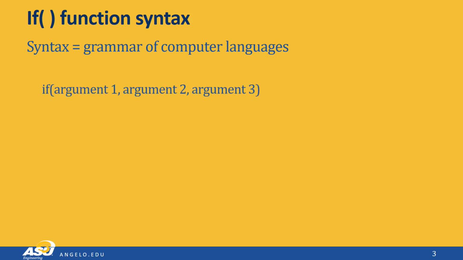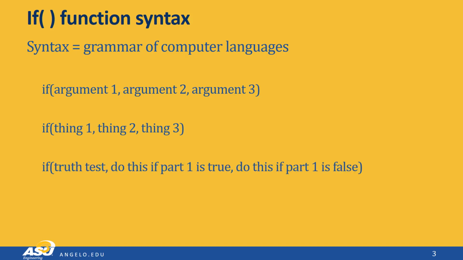So the syntax of the if statement looks like this. You have if, and then there's three things that computer scientists call arguments that go into the if statement: argument 1, argument 2, and argument 3. That's kind of a funny name for things. You could just think of it as there's three things that go into the if function: thing 1, thing 2, and thing 3. And that very first thing that goes in is a truth test. In other words, it's something we're going to put in there, and it's either going to be true or false.